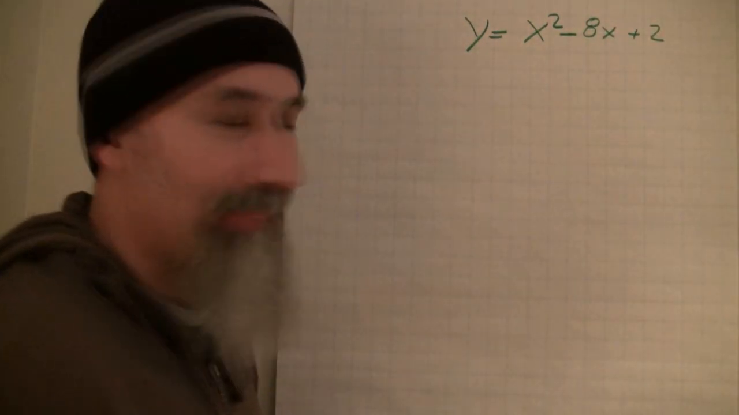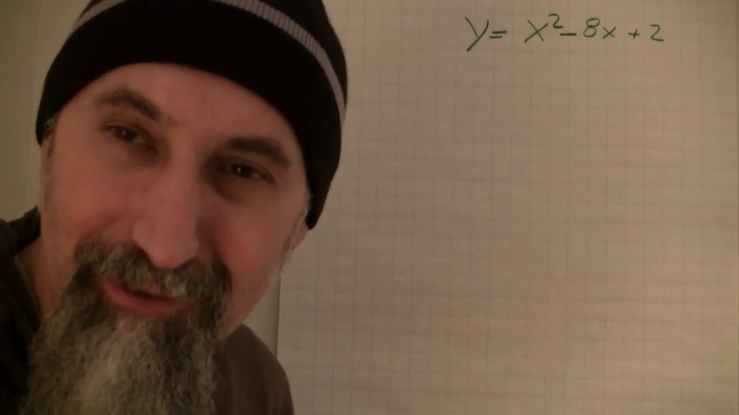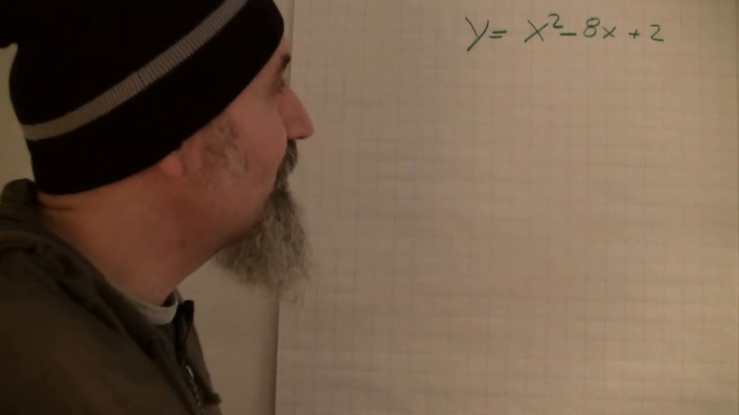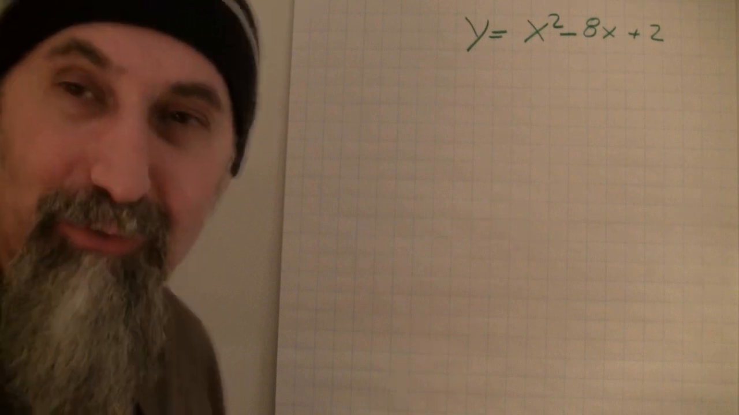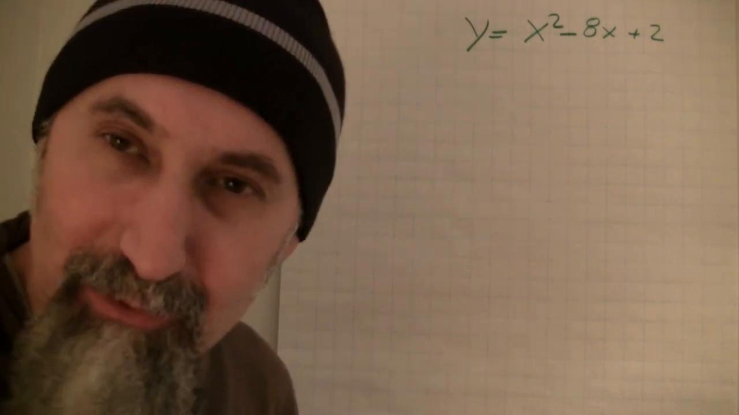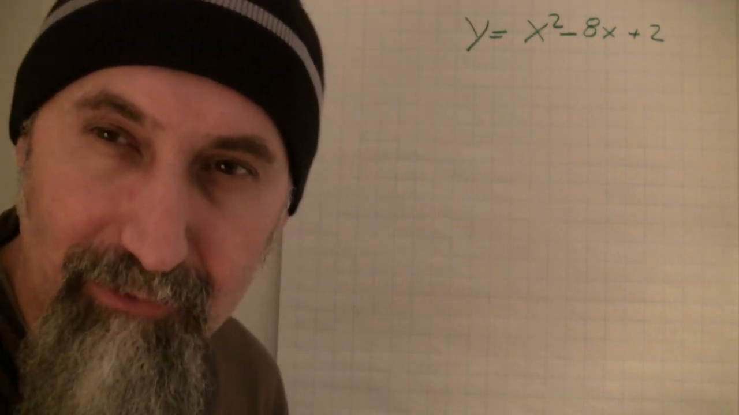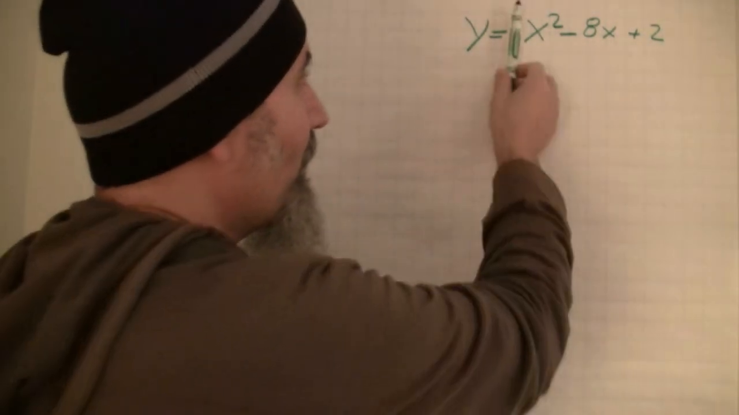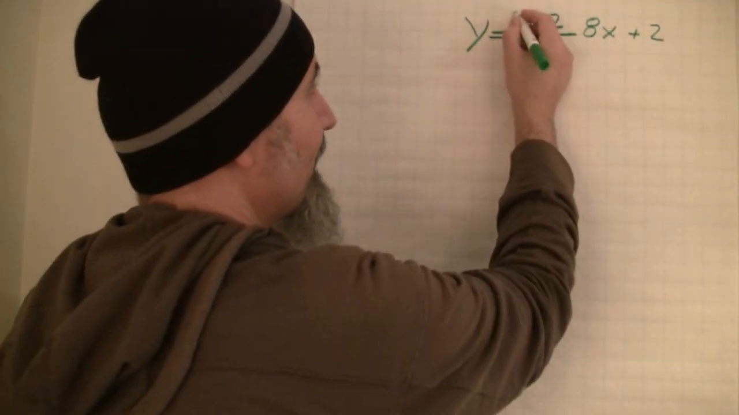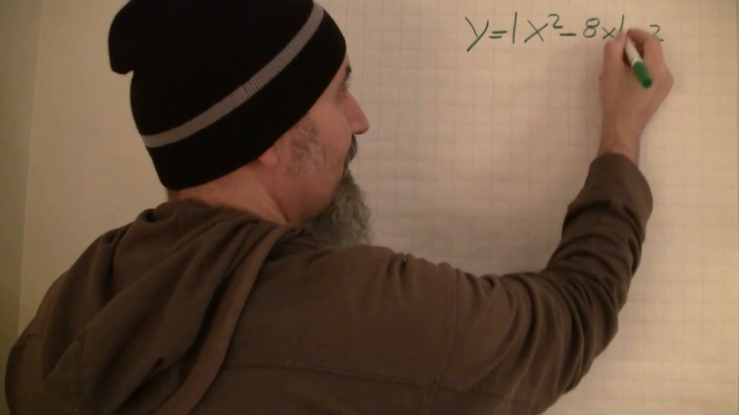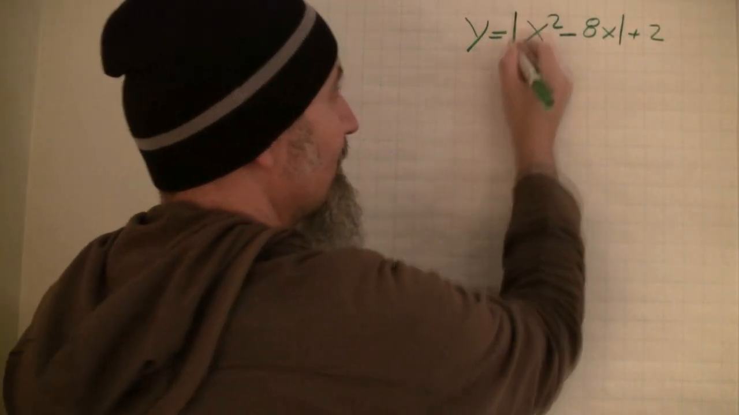Okay, now that's a quadratic function, right? Now what I'm going to do is put absolute values on this, introduce absolute values. And I'm not going to put the whole thing in the absolute value. I'm going to put my absolute value here, these two guys, right?